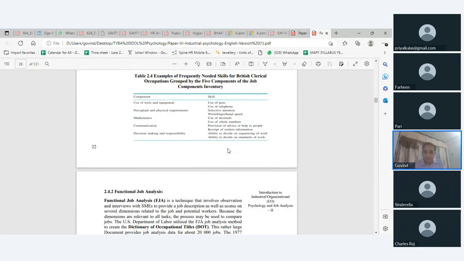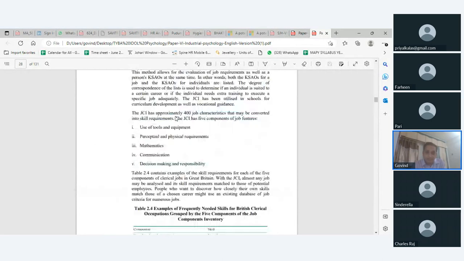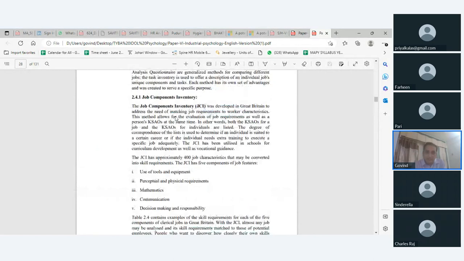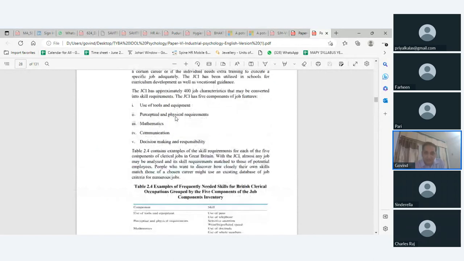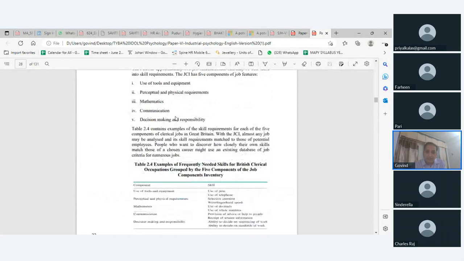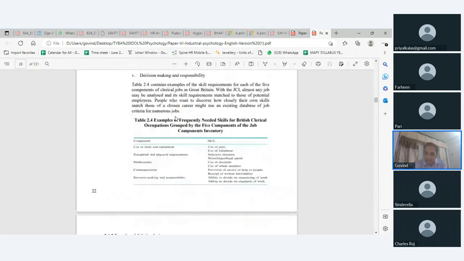Now coming to the exam, even if you forget everything else, just remember that for job analysis, the first method is the job component inventory. In the job component inventory there are 5 components, and each skill is defined on the basis of these components. So you should just be able to remember the components. Use of tools and equipment, just keep that in mind.